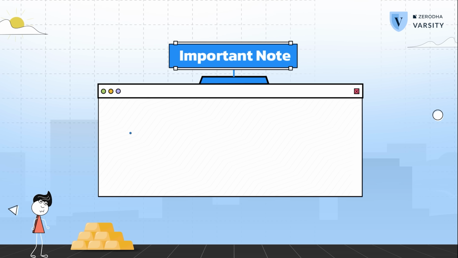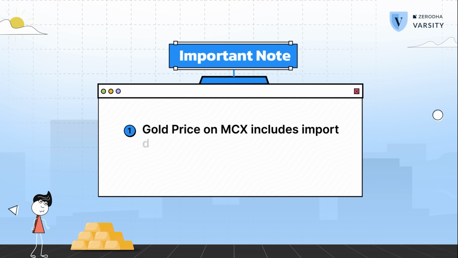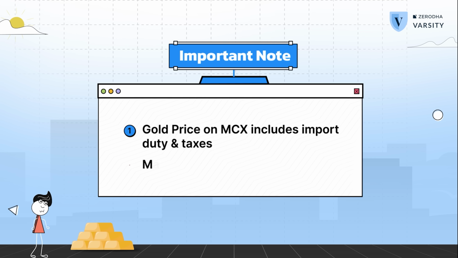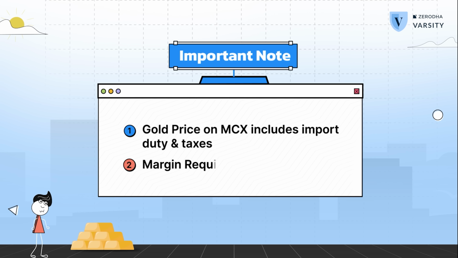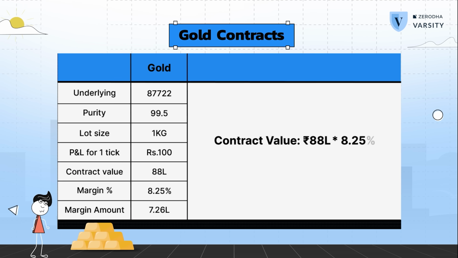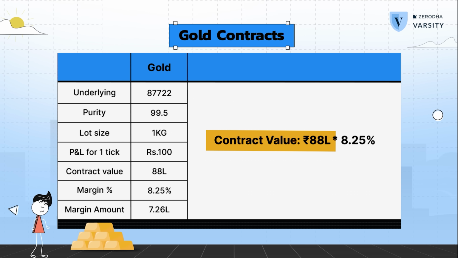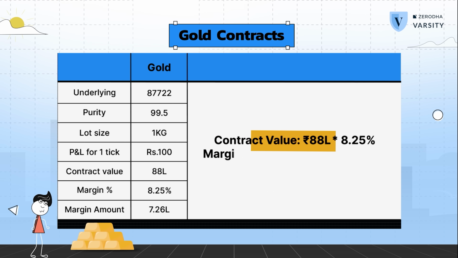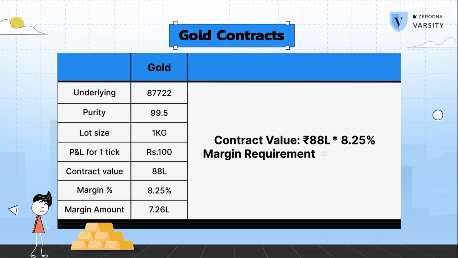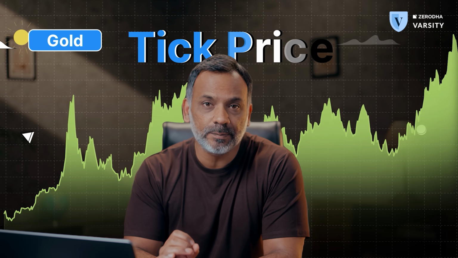It is important for you to note that the price of gold on MCX is inclusive of all the import duty and taxes. The margin across all the 4 gold contracts is fixed at 8.25%. Of course, this can also change from time to time. Given that the contract value is 88 lakhs, the margin required to trade the main gold contract is roughly about 7.25 lakhs. The smallest price move in this contract, also called the tick price, translates to rupees 100 per tick.